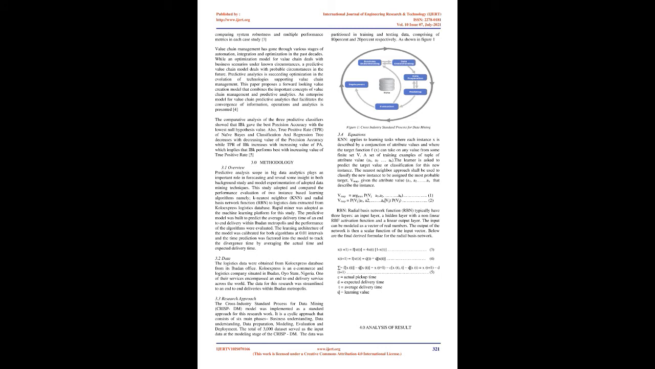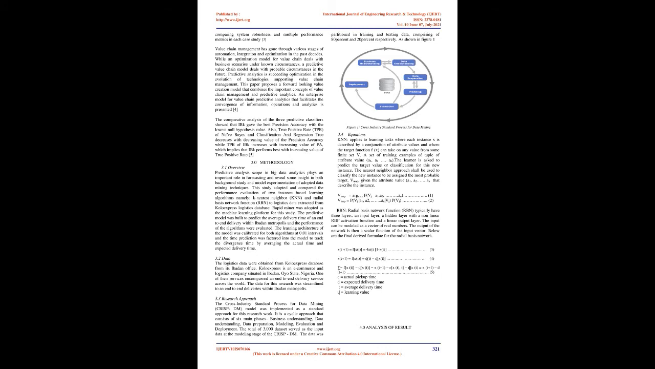The effects of tuning, model parameters, and capacity are shown by comparing system robustness and multiple performance metrics in each case study, partitioned in training and testing data, comprising 80% and 20% respectively, as shown in Figure 1. Value chain management has gone through various stages of automation, integration, and optimization in the past decades.